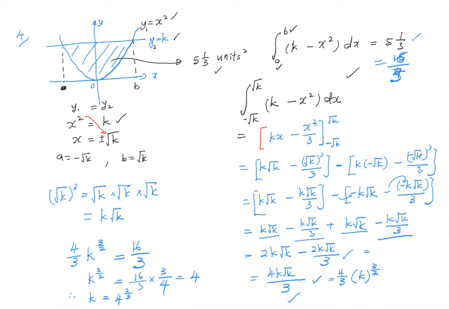3 times 2 is 6. 6 root k. Oh, oops, sorry, my bad, my bad. It's okay. So isn't it that is the answer? I better delete off all this. Okay.